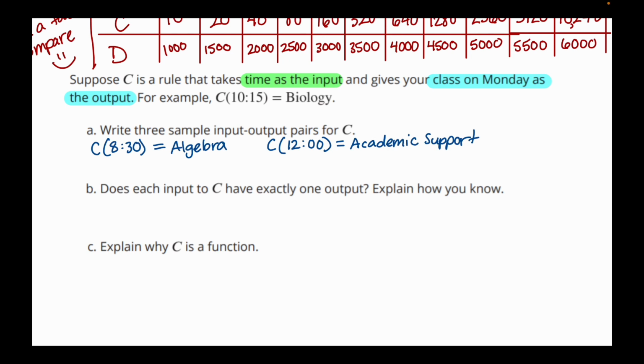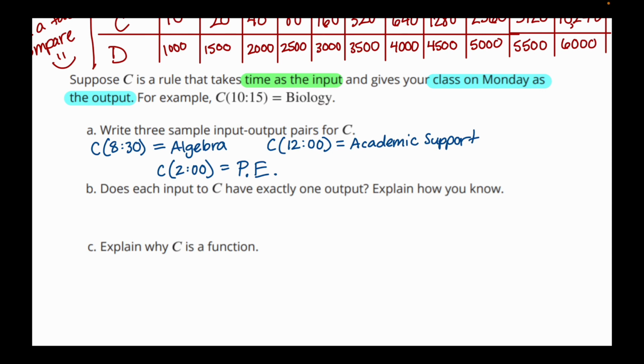And then for fourth period, I'm going to say C of, and what's the time that I know? I know 2 o'clock is right in the middle of fourth period, so I'm going to choose 2 o'clock. And that we can say is, maybe this is like PE. Sure. Okay. So does each input to C have exactly one output? And explain how you know.